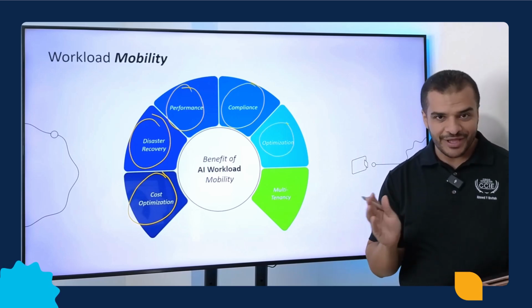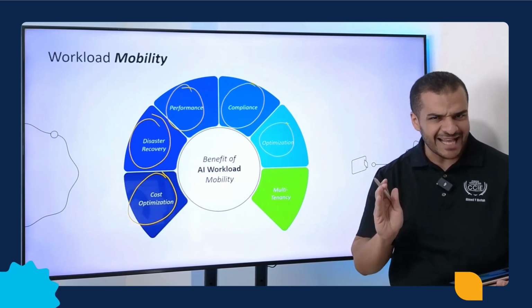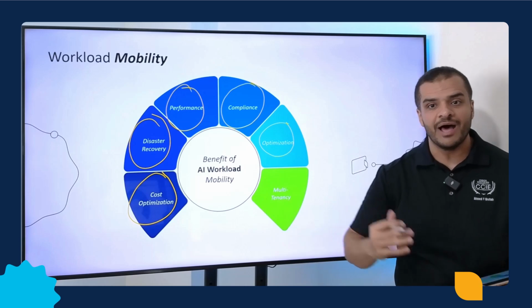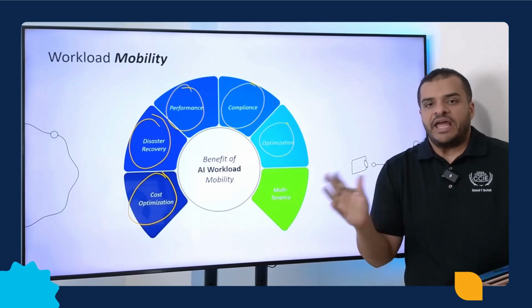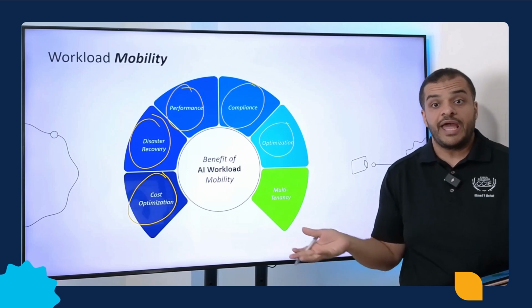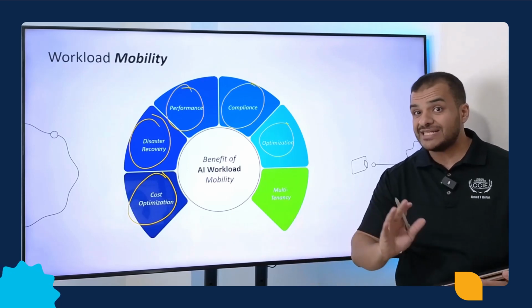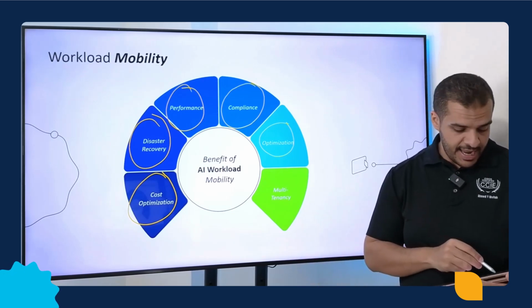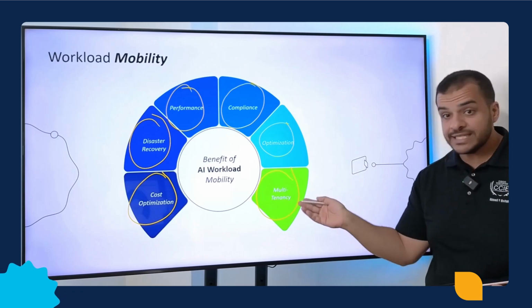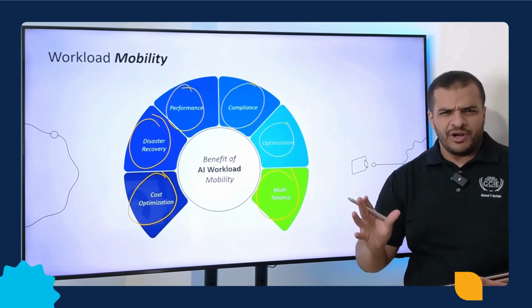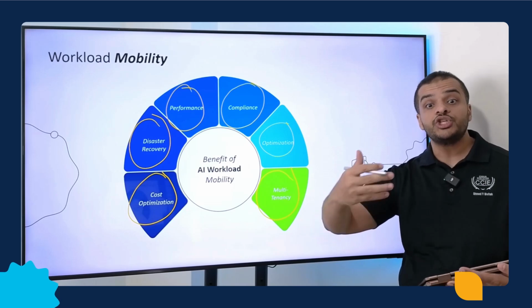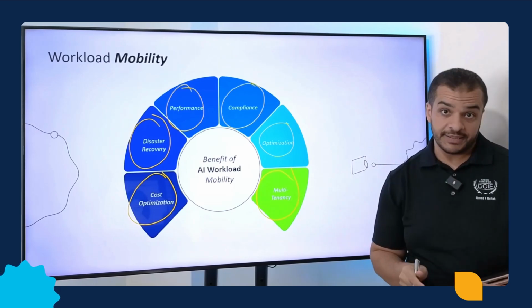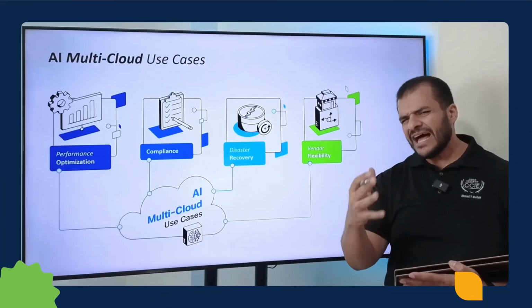In optimization, on the other hand, heavy-duty tasks like training AI models can be shifted to powerful data centers, while inferencing can be moved to the edge where data is actually generated. And let's end with multi-tenancy right over here, where it further enhances the system by allowing different business units to share resources dynamically. Let's take multi-cloud as a use case.